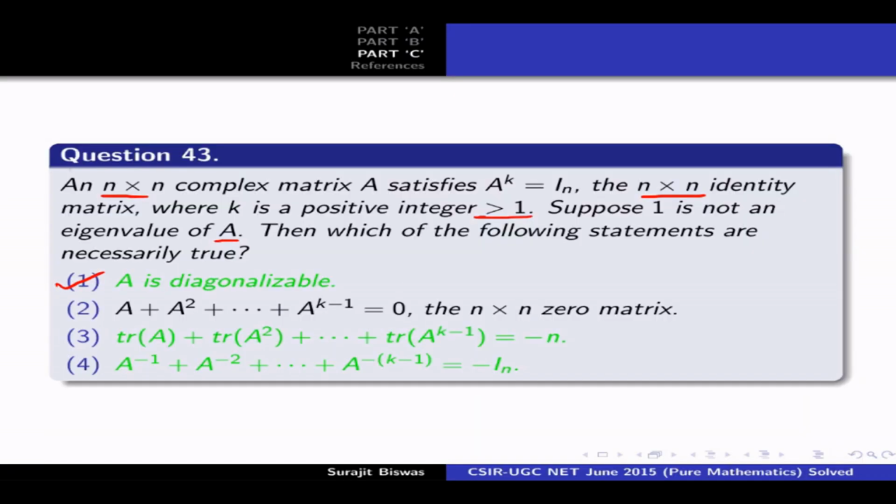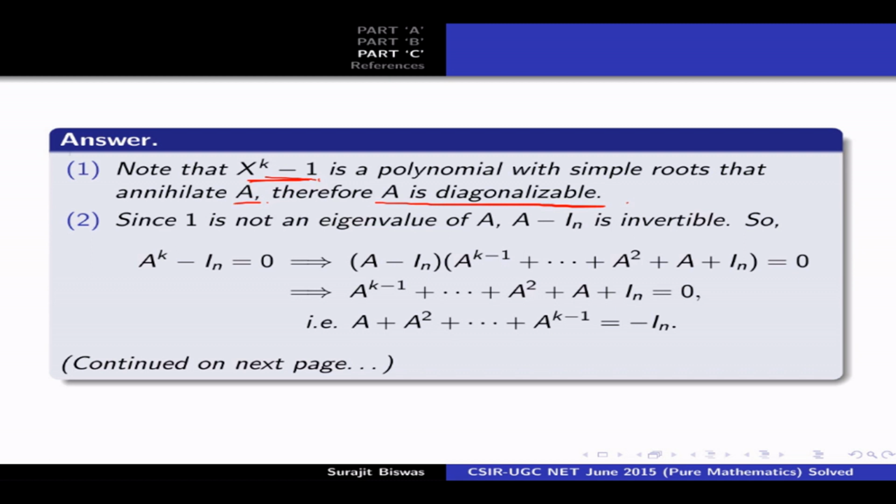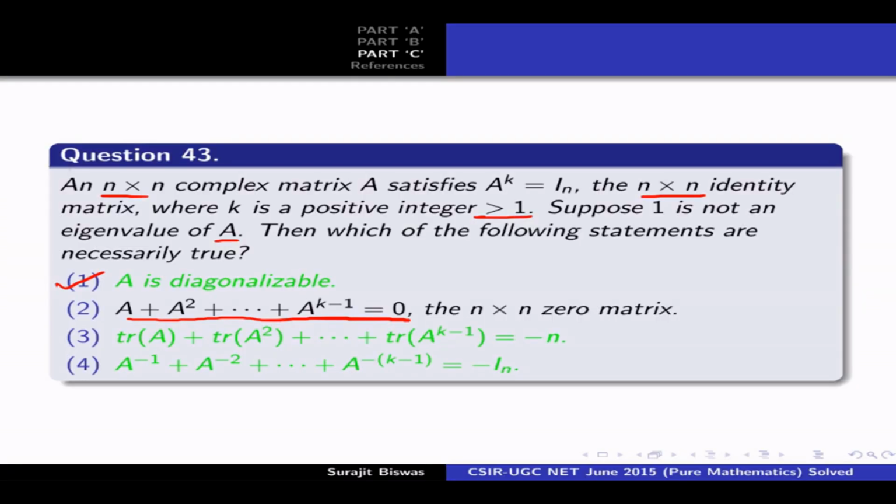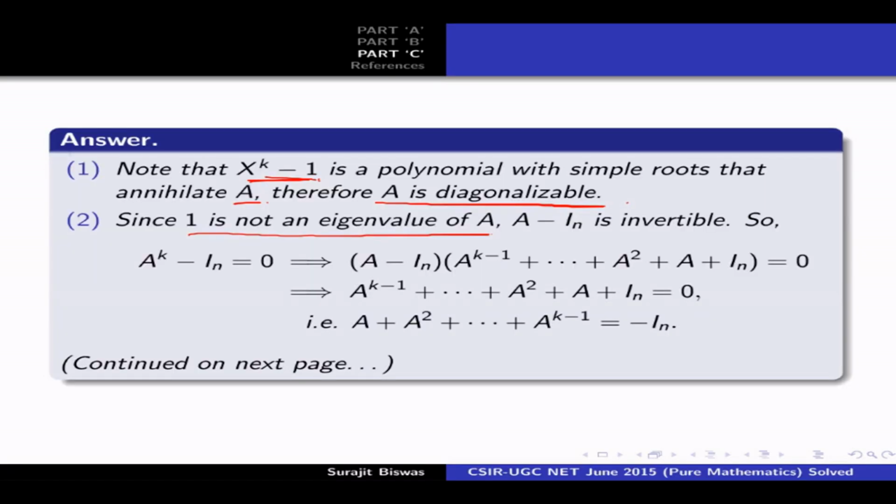Okay, so this option is correct. For the second option, we need to find out the value of this and check whether that is 0 or not. Suppose 1 is not an eigenvalue of A. So since 1 is not an eigenvalue of A, A minus In is invertible.